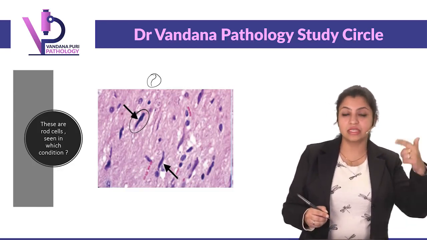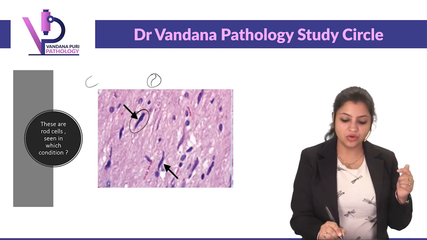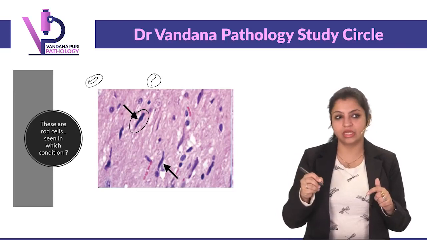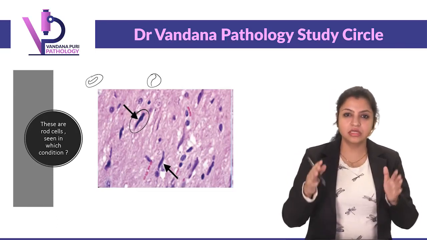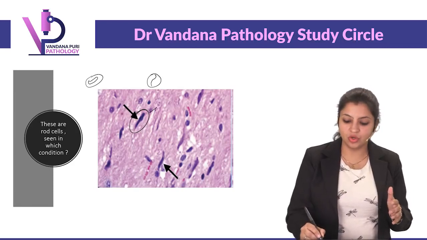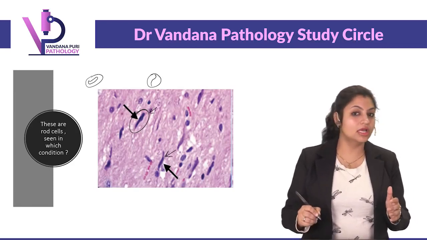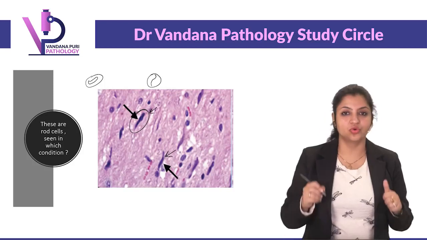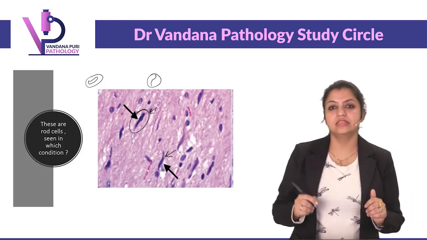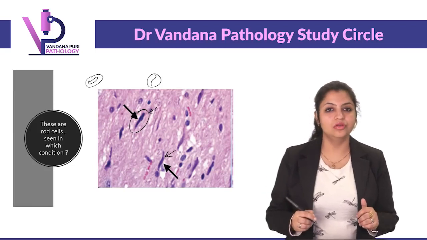I hope you remember we just studied that microglia cells already have little elongated nuclei. So what are those? Those are activated macrophages. Sometimes they can be activated so much that they become elongated like this, and these are called rod cells. Rod cells are seen in syphilis, which you all should remember.